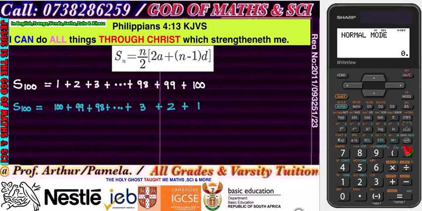Now, the next thing that we're going to do, we need to add these 2 equations. So in other words, it's equation 1 plus equation 2. So if you add this, pretend there were x. X plus x is 2x. So S subscript 100 plus S subscript 100, it's 2 of those. So you're going to write that as 2 times S subscript 100 equals.